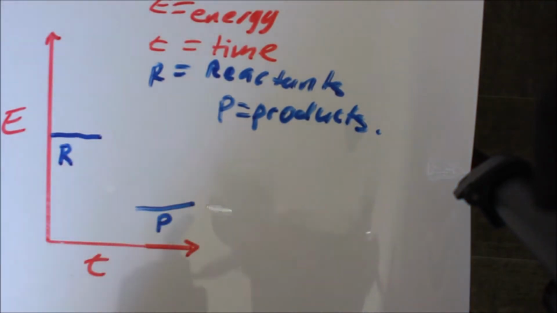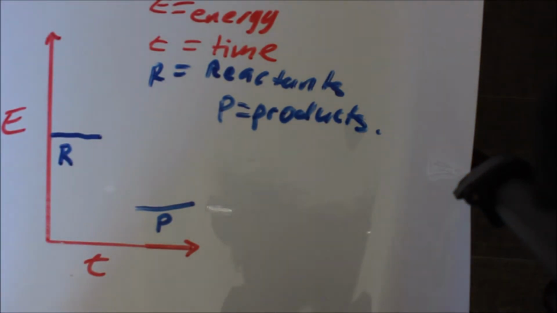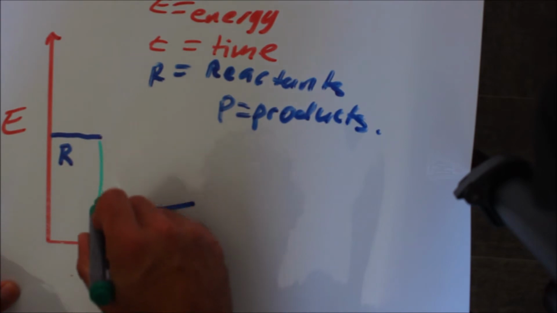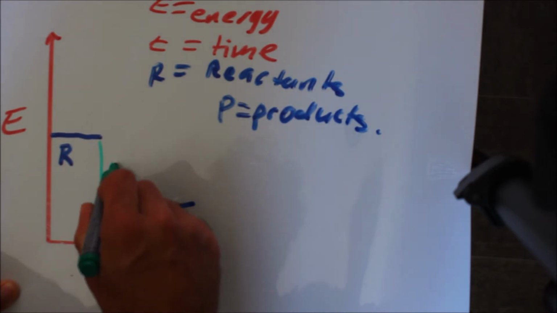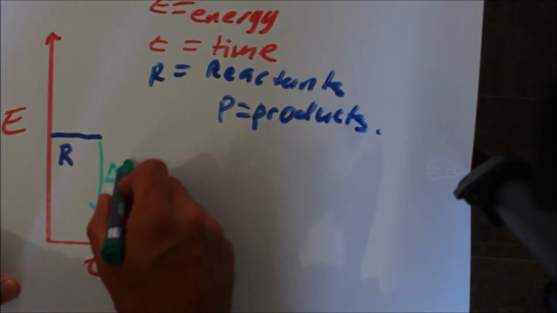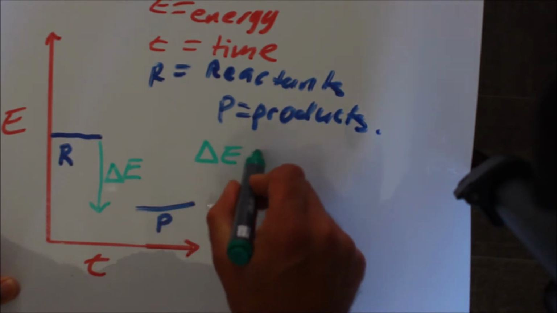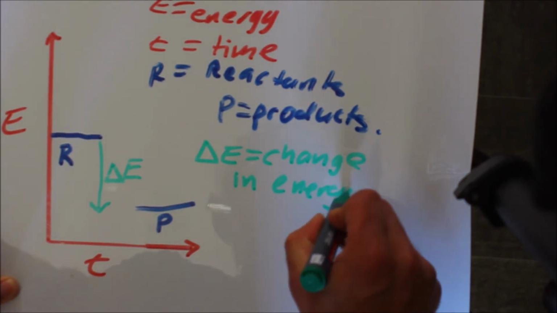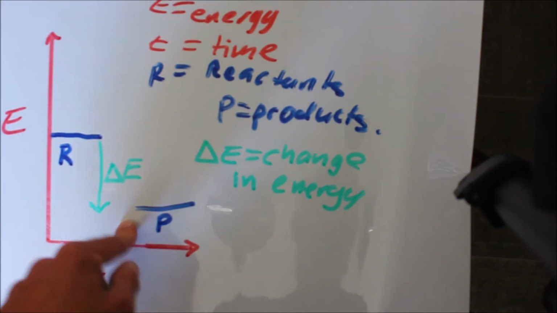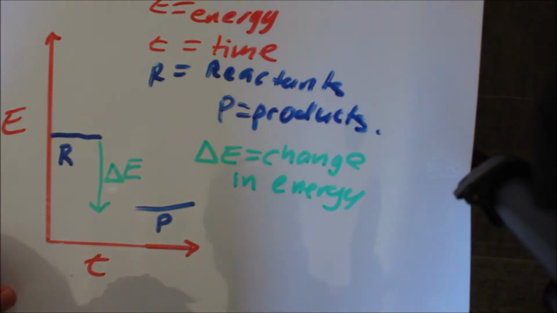And we can see that our reactants are higher up in energy than our products are. And this difference in energy, this change in energy, I'm going to give the symbol delta, which is a triangle, Greek letter delta, delta E. Delta is used in science to mean change in. So delta E equals change in energy. And we can see here that this change in energy is negative. So the products have got less energy than the reactants. That means this reaction is going to be exothermic. So if the reaction is like this, it is exothermic.